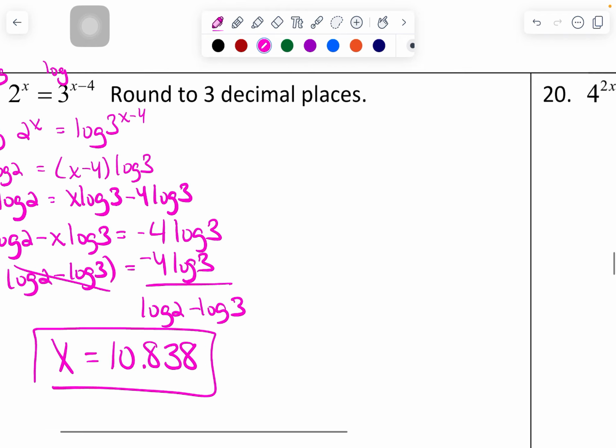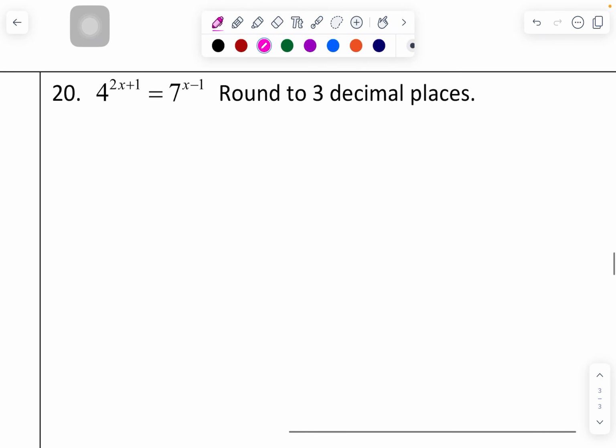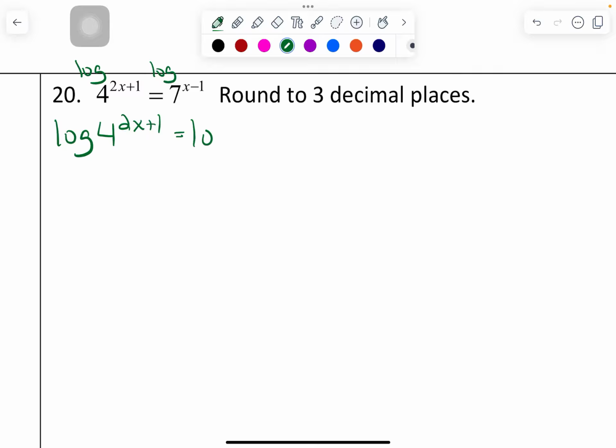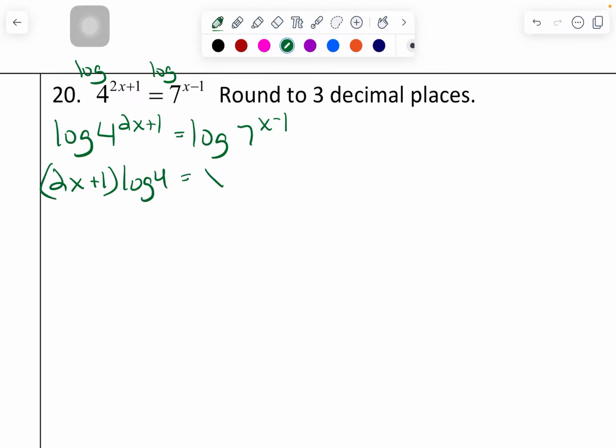Let me slide on over and do something similar for number 20. Again, I can't turn a base 4 into a base 7. I can't turn a base 7 into a base 4, and I certainly can't make them have the same bases. So I'm going to go ahead and take the log of both sides. So log of 4 to the 2x plus 1 equals log of 7 to the x minus 1. I'm going to go ahead and fly the exponents down. So 2x plus 1 log 4 and then x minus 1 log 7.